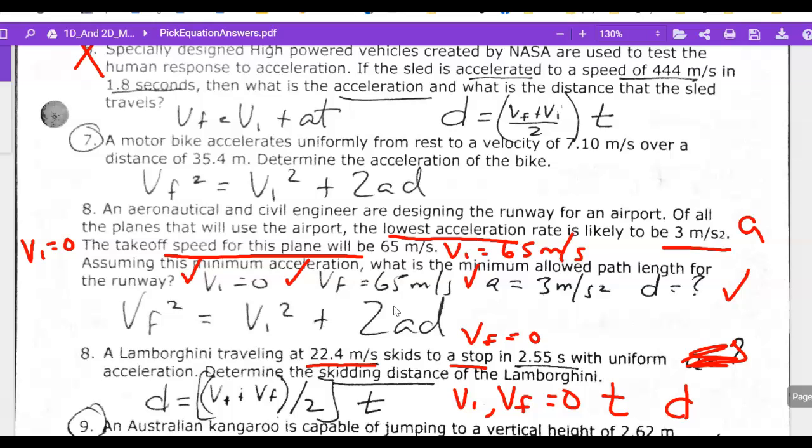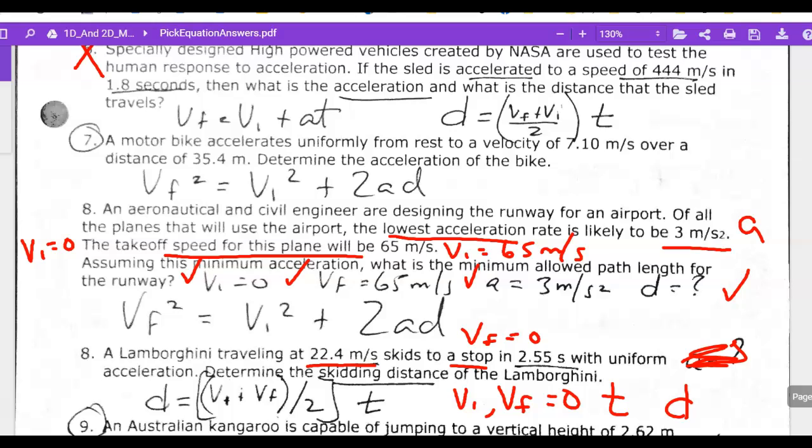So I took a look at this aeronautical engineer. They want to know the lowest acceleration, which is 3 meters per second squared. Here's what I was given. What I wasn't told is that the airplane started from rest, but every airplane starts that way, so Vi equals zero. That's kind of hidden information. You have to use your common sense. The one thing they didn't give you is Vi equals zero.